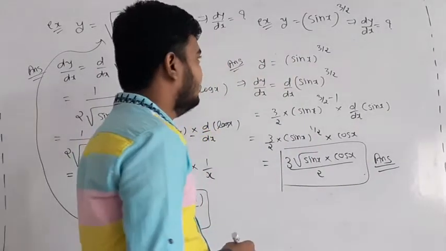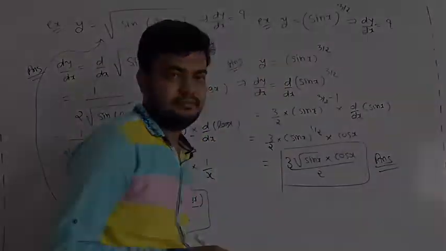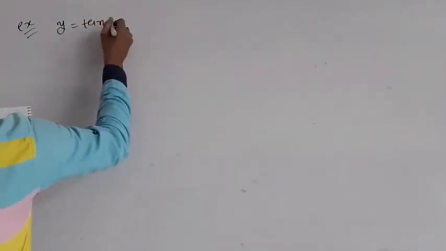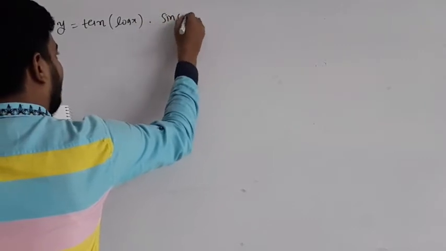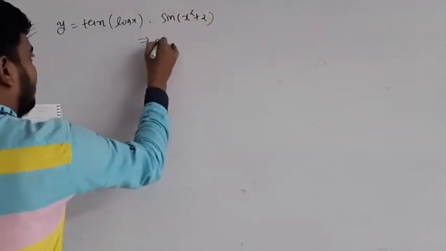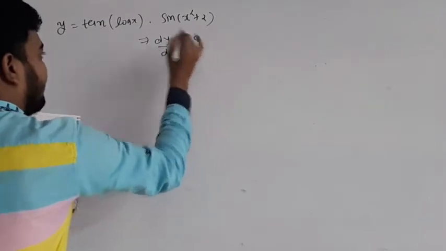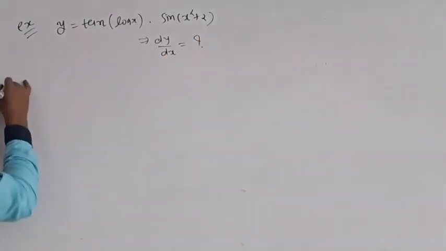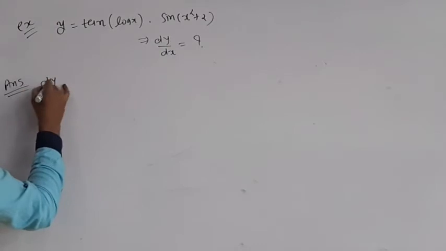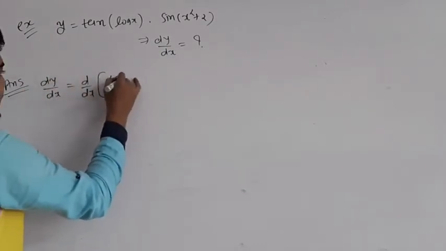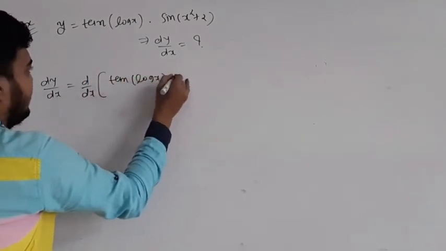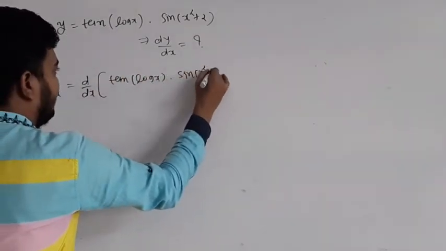Now taking more examples to practice these types of sums. So next example is y is equal to tan of log x into sin of x square plus 2, and find dy by dx. Okay, so dy by dx is equal to d by dx of y. Y is tan of log x into sin of x square plus 2.